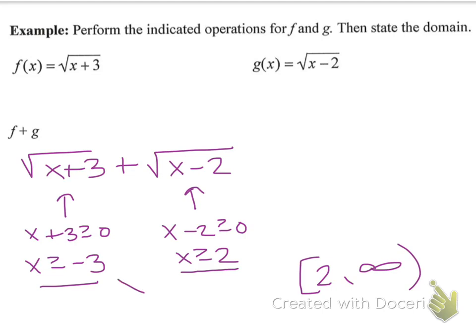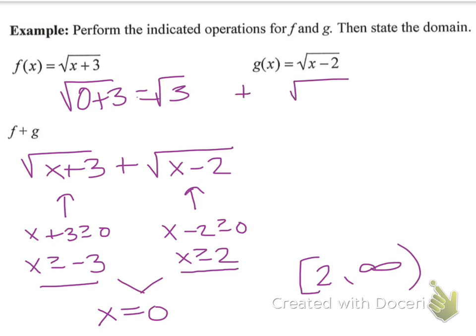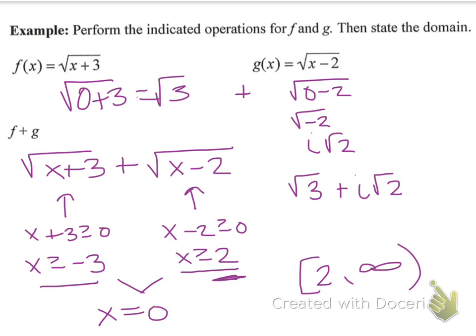And if you think about it, if you pick a value between these two, let's say 0, over here I would get 0 plus 3, which is the square root of 3, which is a real number. It's a decimal, but it's a real number. Over here, I have 0 minus 2, which is the square root of negative 2, which is i root 2. So I can take a real number root 3 and add it with an imaginary root 2. So therefore, anything between negative 3 and 2 would work in one, but not the other. So I have to pick the value that would work for both of them, and that would be the 2.